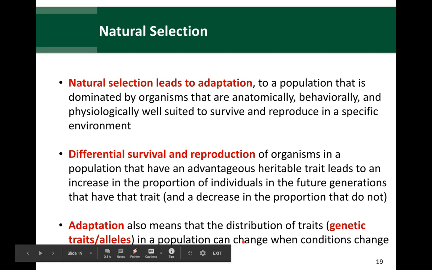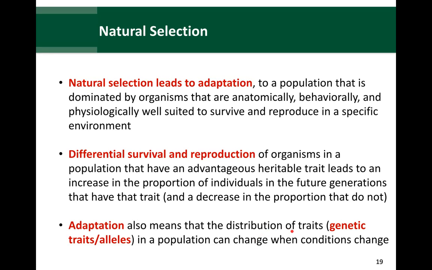Adaptation also means that the distribution of traits, genetic traits or alleles, in a population can change when conditions change. So going back to that example, although the picture showed a darker background, there might have been ash released from a volcano nearby. Maybe if there originally had been a sandy environment, the tan mice might have been favored.